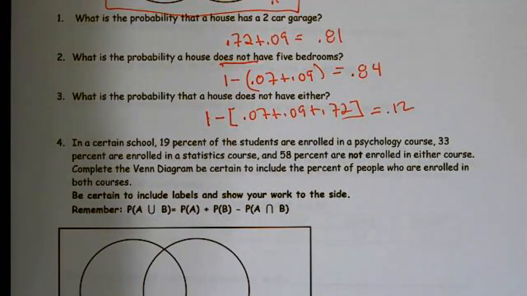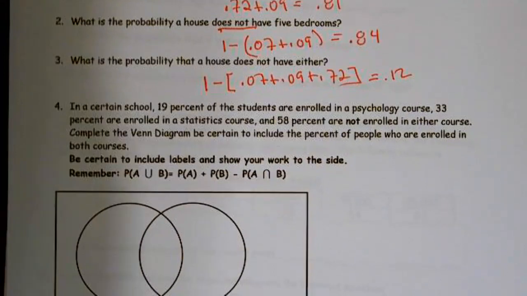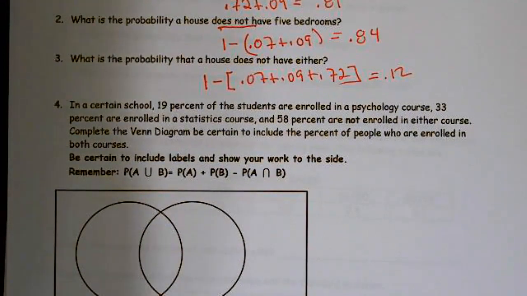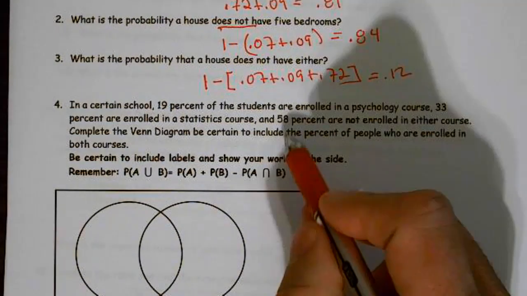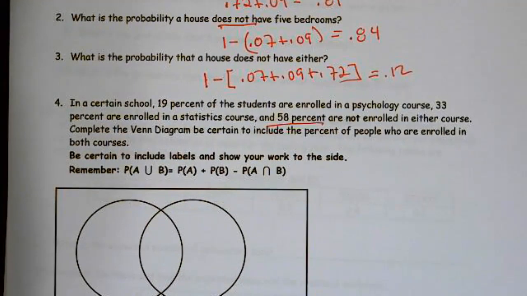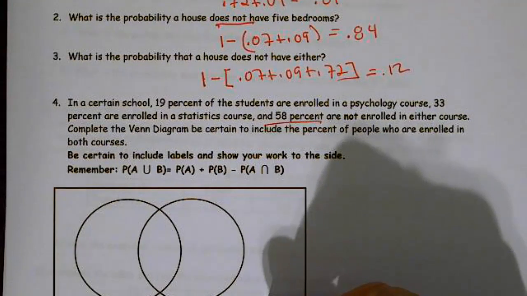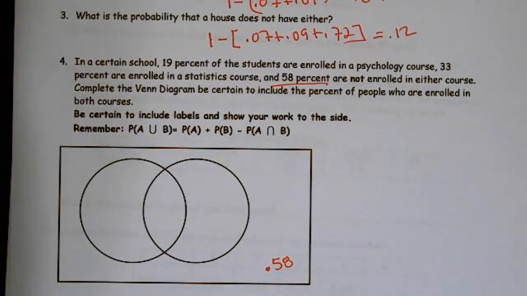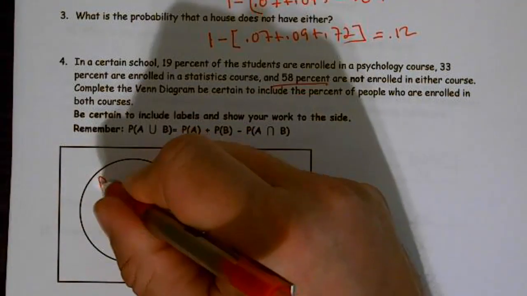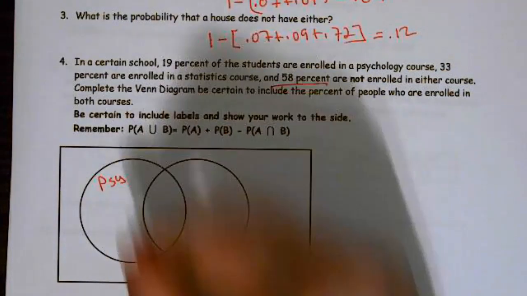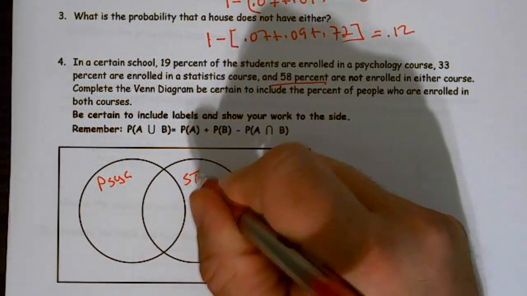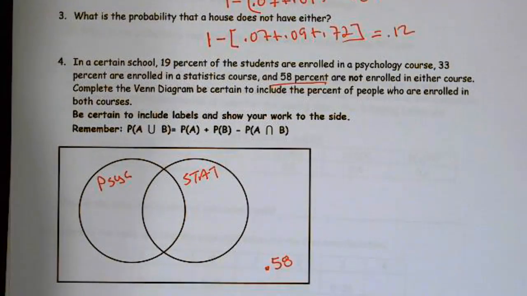In a certain school, 19% of the students are enrolled in a psychology course, 33% are enrolled in the statistics course, and 50% are not enrolled in either. Complete the Venn diagram. Be certain to include the percent of people who are enrolled in both courses. So 50% are not enrolled in either. That means this area out here is 0.50. And I'm going to go ahead and put PSY for psych, and this is stat.